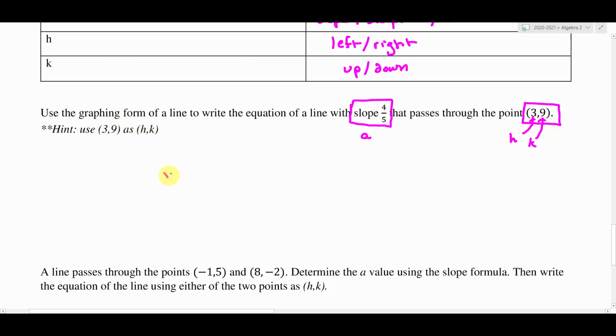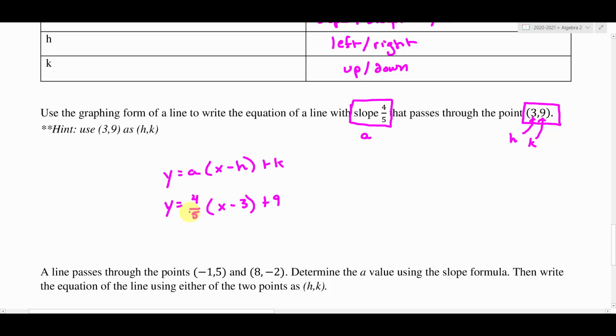So no problem. We're going to start with the general equation of our line: y equals A parentheses x minus h plus k. I'm going to take the slope that they gave me and put that in for A. So I've got y equals 4/5, and then I've got minus h. Our h value is going to be this 3, so we're going to say it moved to the right 3. So to move right 3, we need an x minus 3. And then our k value, we're going to pretend that it moved up 9, so we're going to say plus 9 on the end. So this would be a line that passes through the point 3,9 and has a slope of 4/5.